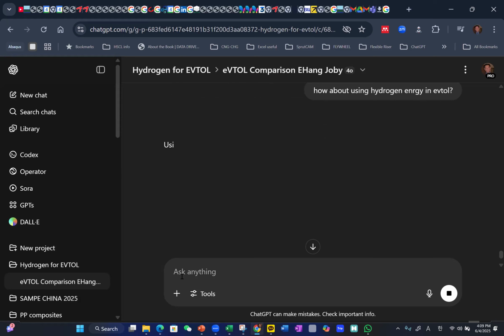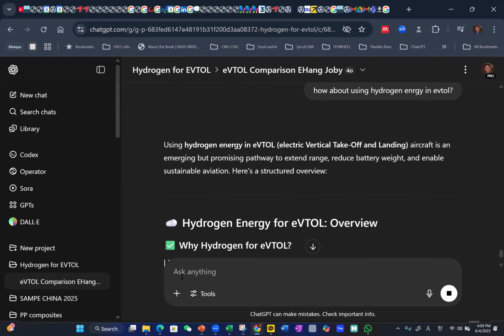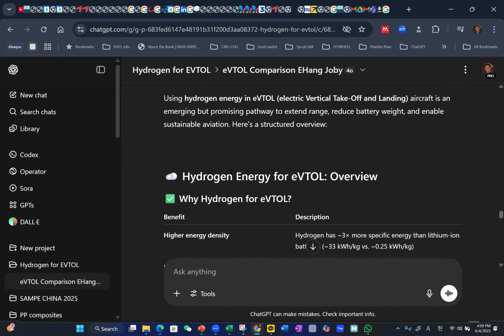Here again, I just like to go through all the background of these eVTOLs, mainly focusing on the power system. Using hydrogen energy in eVTOL aircraft is an emerging but promising pathway to extend the range and reduce battery weight. See, this is important. Using hydrogen energy in eVTOL, we can reduce the battery weight and enable sustainable aviation.